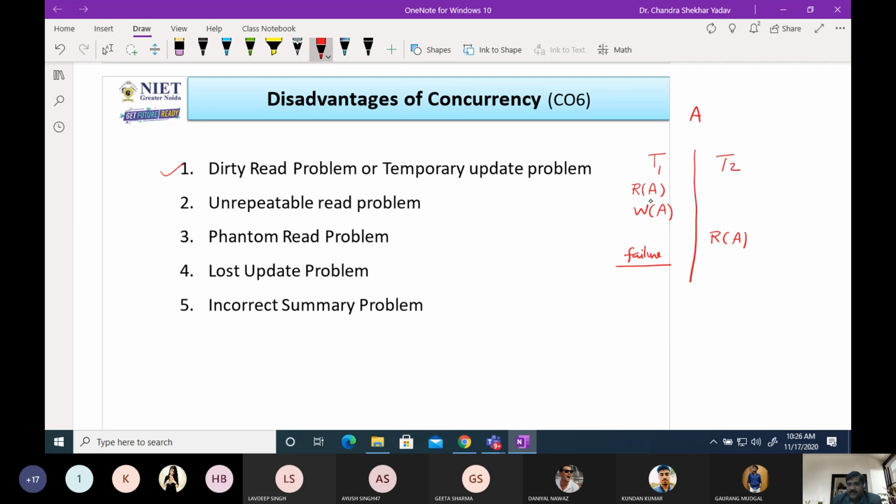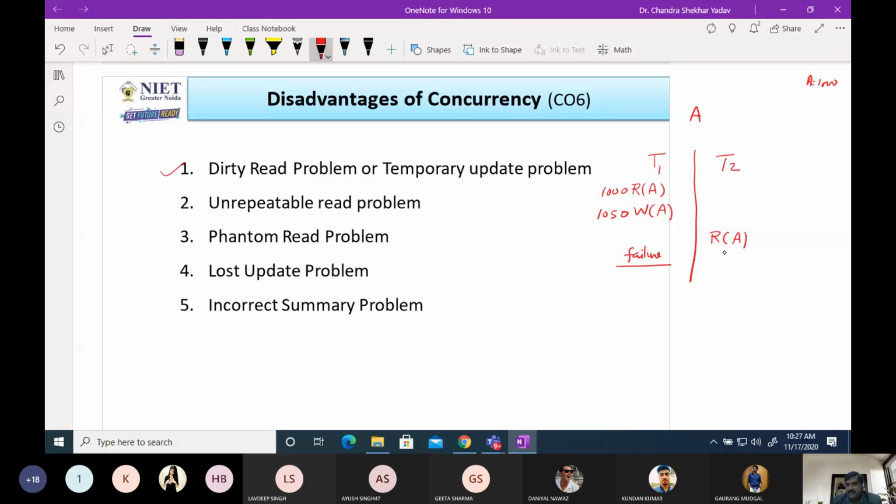So first, transaction T1 reads the value of A. Suppose in the database the value of A is 1000. So here transaction T1 reads 1000. And here through write operations we change the value of 1000 to 1050.